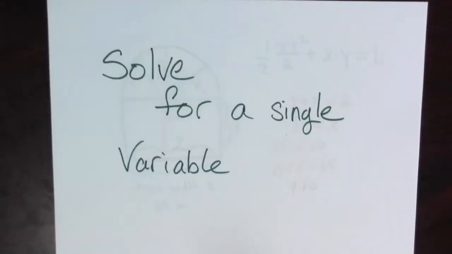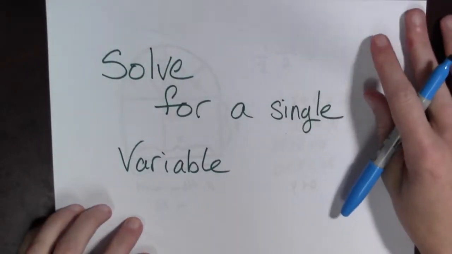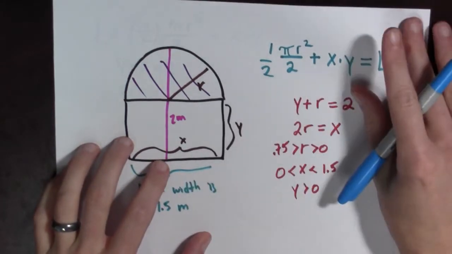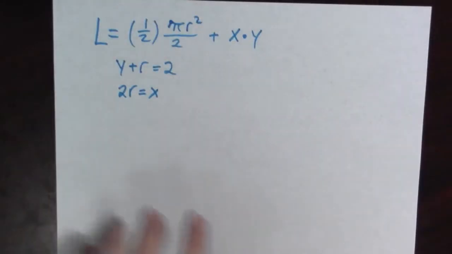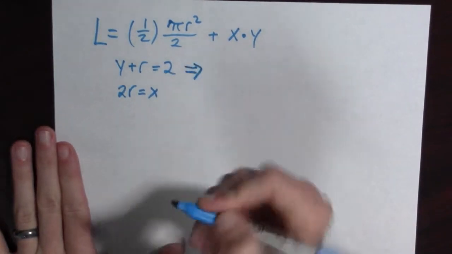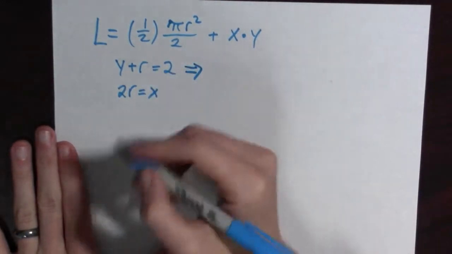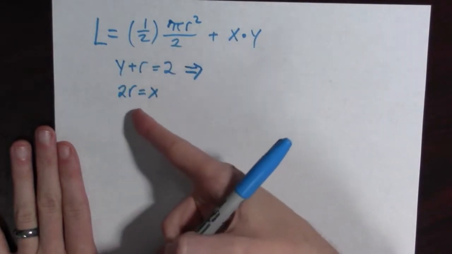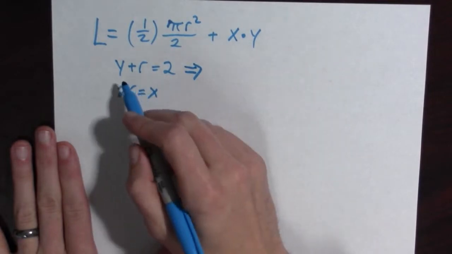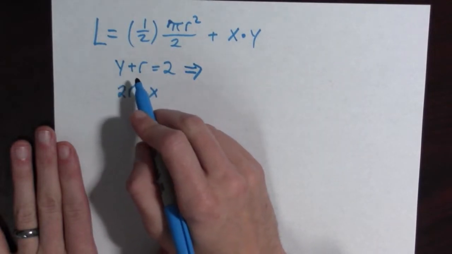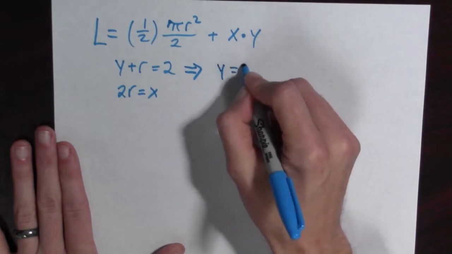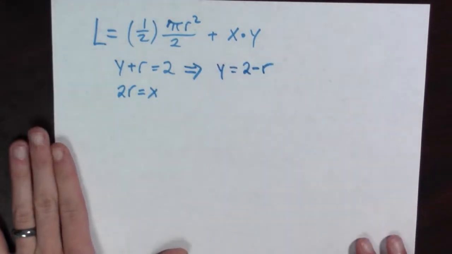And now, solve for a single variable. All right, so look at our picture here. We have lots of variables floating around, and if we want to solve for one, well, let's collect our information together. And I'm sorry, but I want to do whatever's easiest. I have 2r equals x, so I want to replace x with 2r. And I have y plus r equals 2, so I can say y equals 2 minus r.